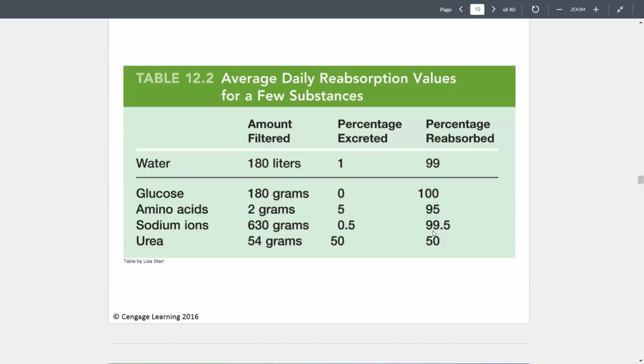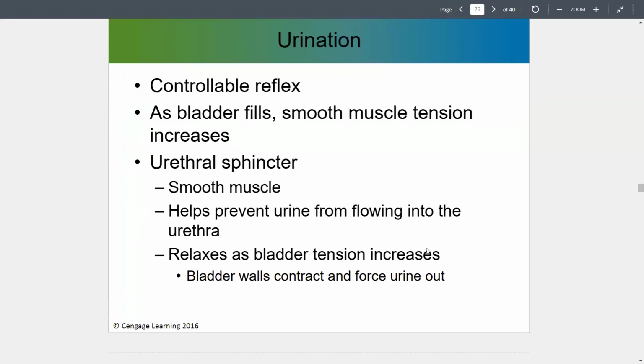And then a little bit of sodium gets excreted, and then quite a bit of urea. Urea is like breakdown from proteins. It's waste. It's what urine's made out of. So like half of the urea is excreted.